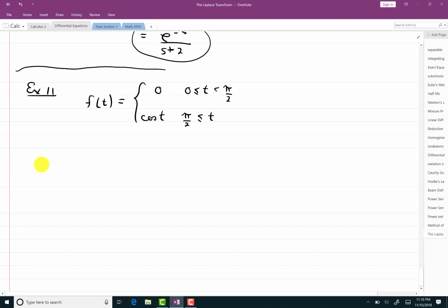So the Laplace transform, I'll plug it in, 0 to infinity, e to the negative st, f of t, dt. Well, from 0 to pi over 2, this f of t is 0. So what I have here is the integral you can break up in the following manner.